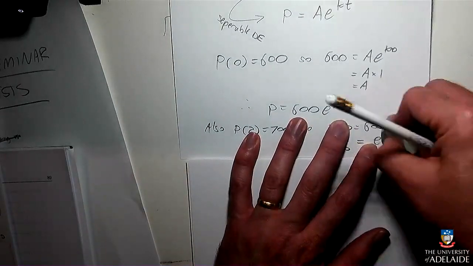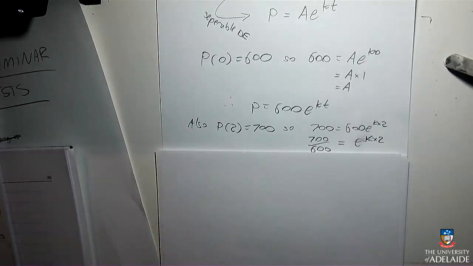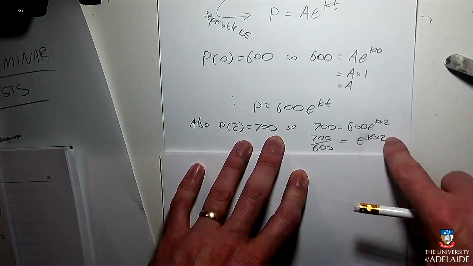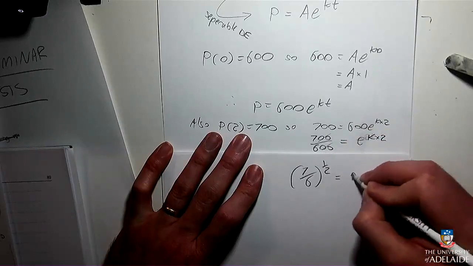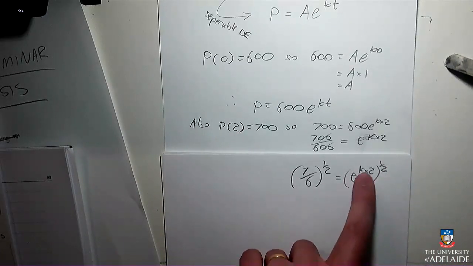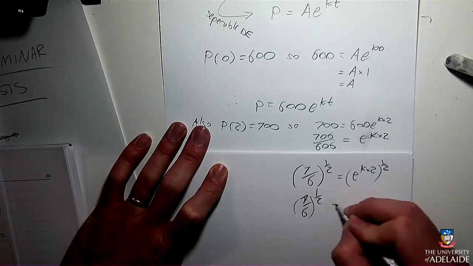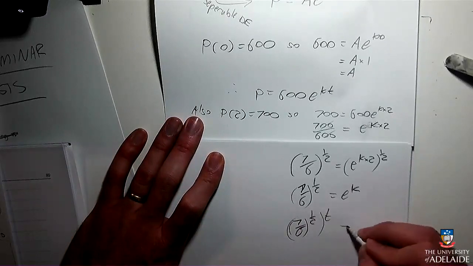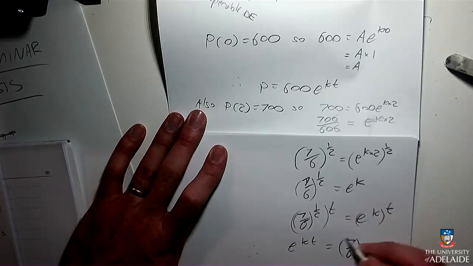I'm just going to leave it as k times 2 if you don't mind. Now, you ready for this magic trick? If I raise both sides to the power of a half, that'll get rid of this 2 here. Because when you raise a power to an exponent, you multiply the exponents, and so we get that 7 over 6 to the half is what e to the power of k is, which means that 7 over 6 to the half to the t is what e to the power of k to the t is. And so therefore, e to the power of kt is 7 over 6 to the half of t.